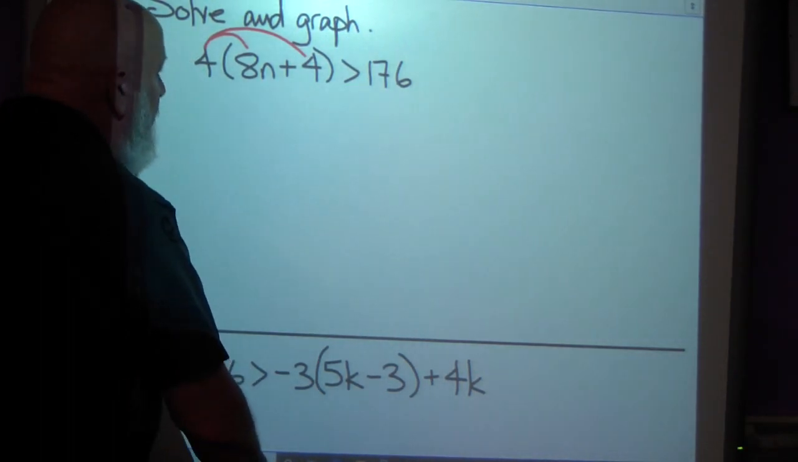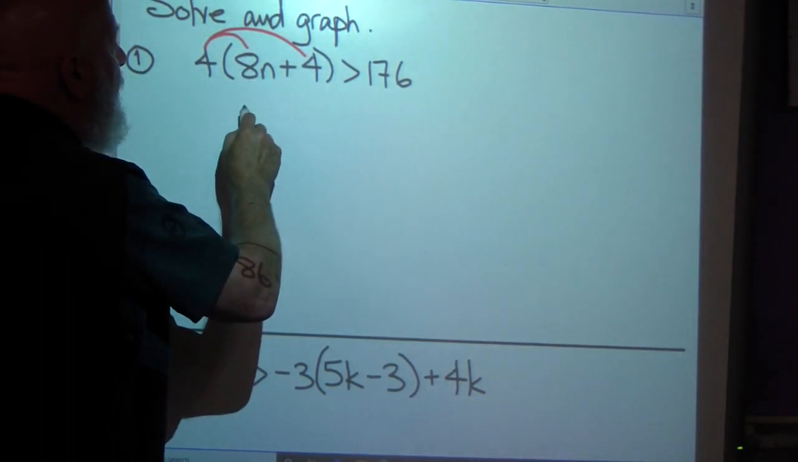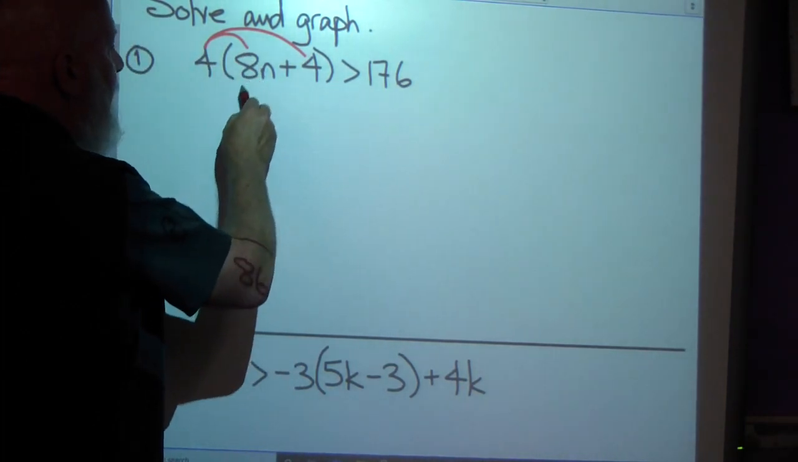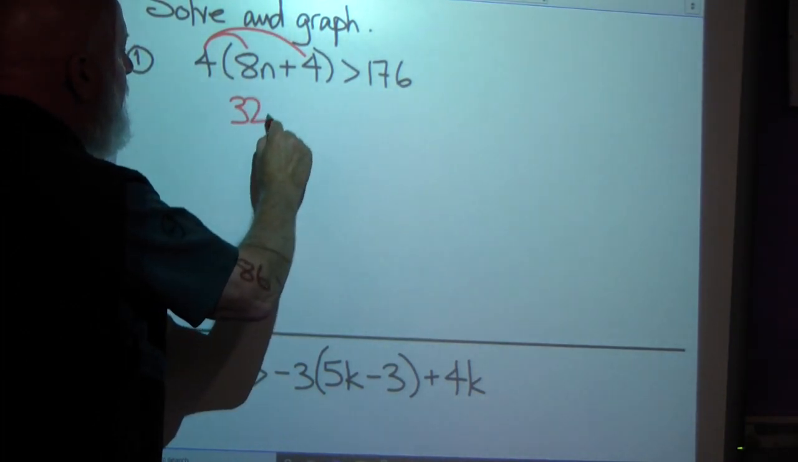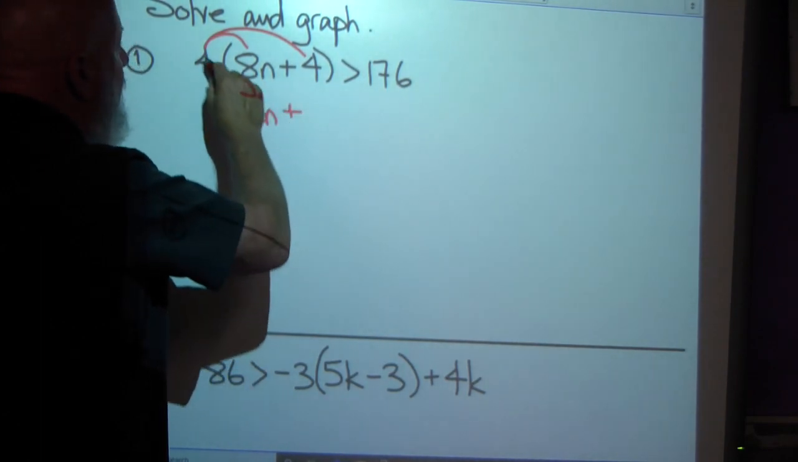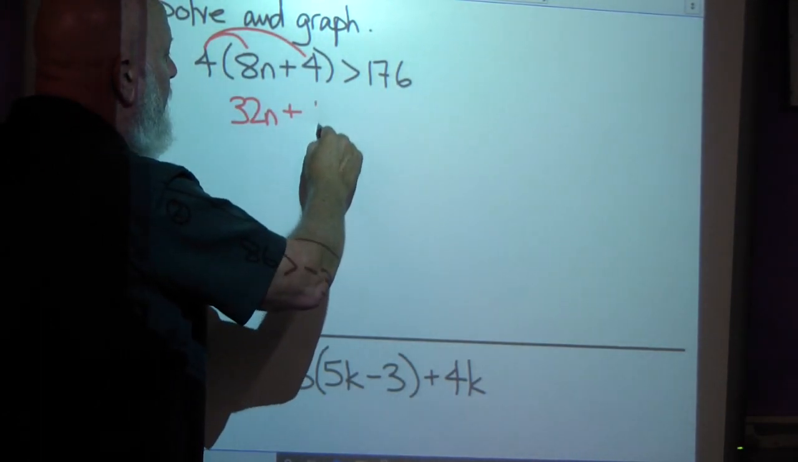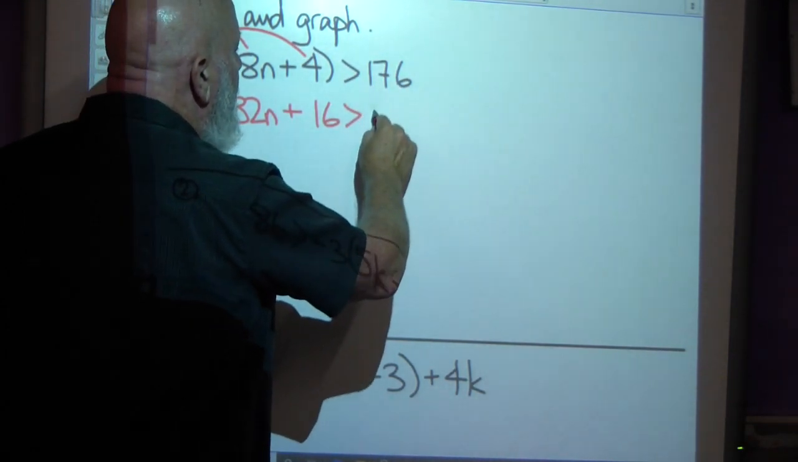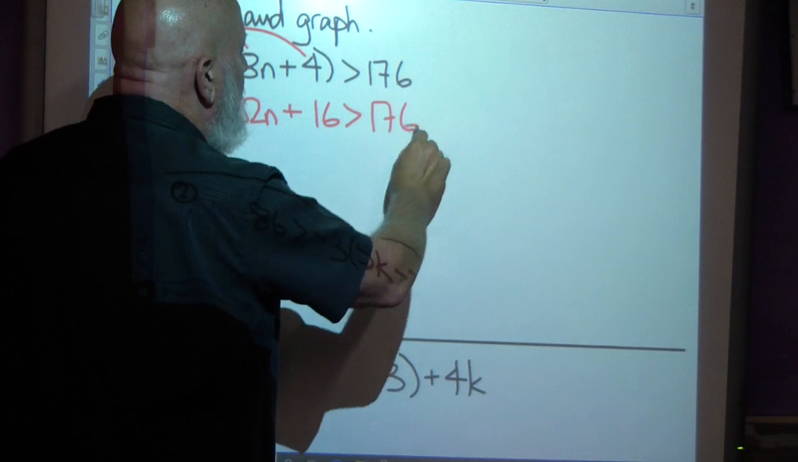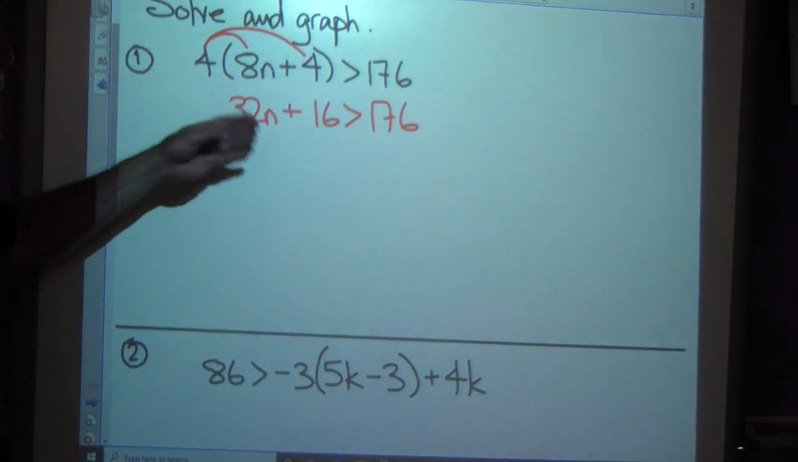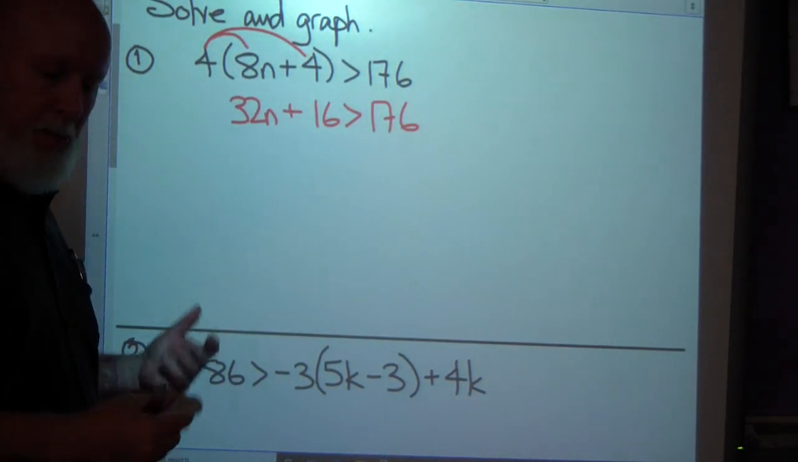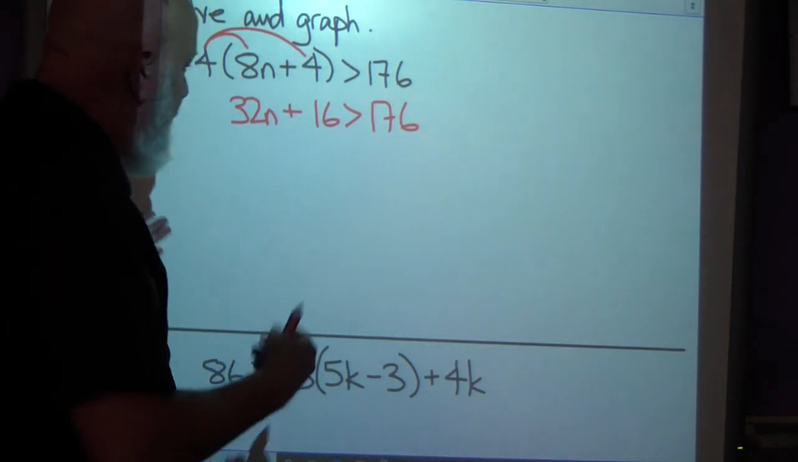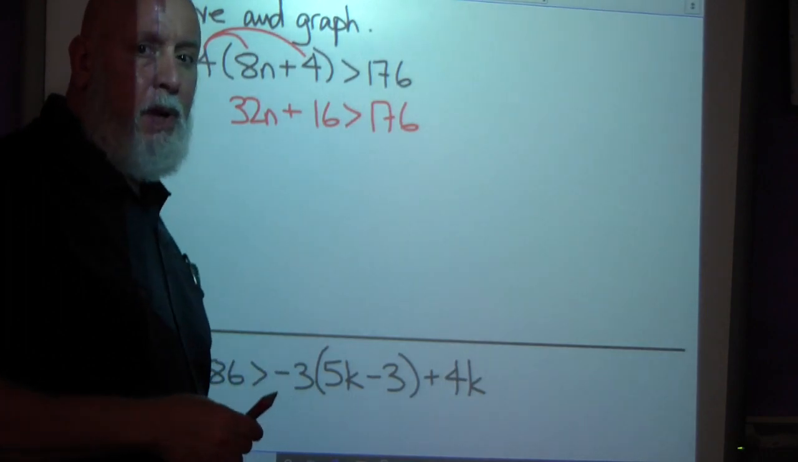So we're going to multiply both of those terms by 4. 4 times 8 is 32. So 4 times 8n is 32n. Plus 4 times 4 is 16. Is greater than 176. This is where our inequality comes in. We're going to wind up with a variable that is bigger than some number, as you may remember. Okay. Now I want to just get n by itself by solving it exactly the same way we solve equations.